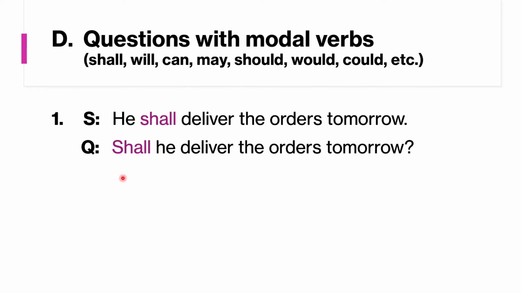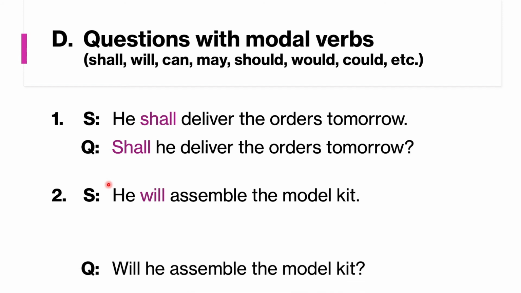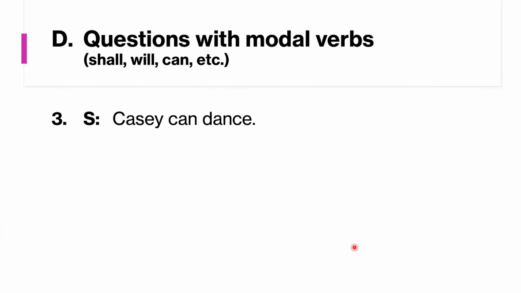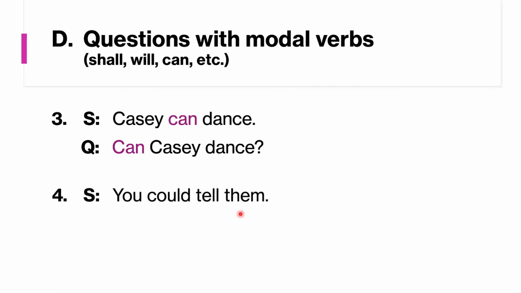Okay, easy, right? Number 2, he will assemble the model kit. Will is there, the beginning. Will he assemble the model kit? Number 3, Casey can dance. Can is the modal. That will be the beginning of the question. Can Casey dance? 4, you could tell them. Could is the modal verb. And that's the beginning of the question. Could you tell them? Okay.